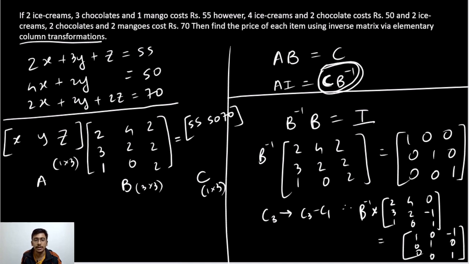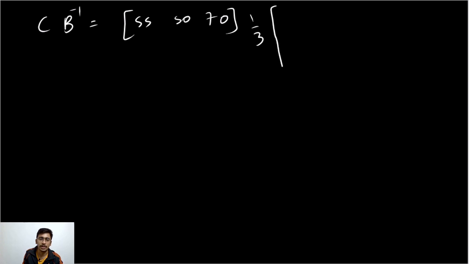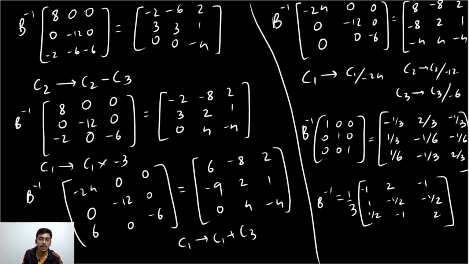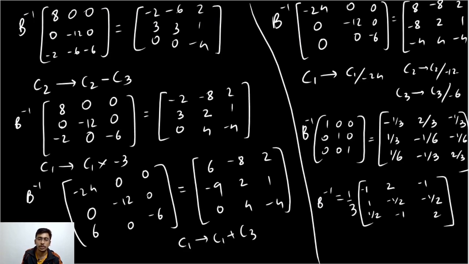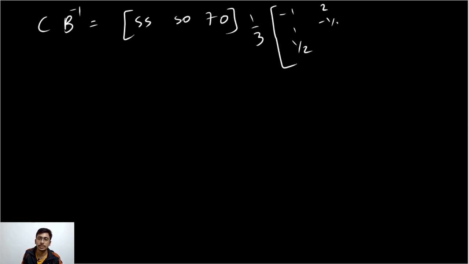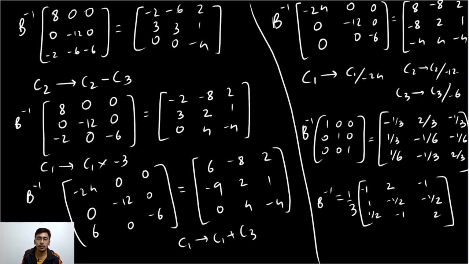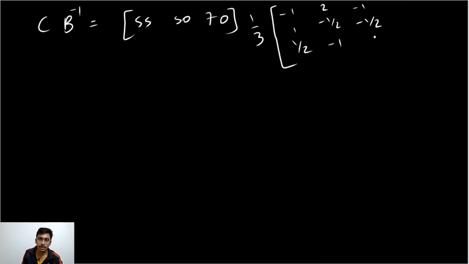C into B inverse is basically 55, 50, 70, multiplied by 1 by 3 times this whole thing. And what is that whole thing? Minus 1, 1 half, then 2, minus half, minus 1, and minus 1, minus half, and 2. So let me quickly multiply it. It will be 1 by 3, since it's a scalar, so I will keep it aside.